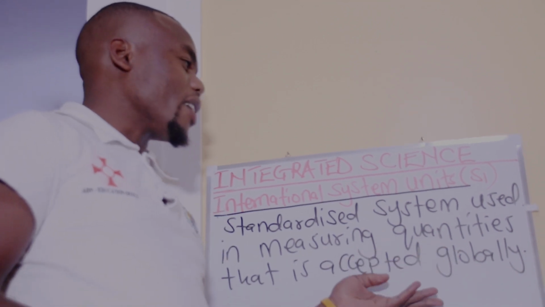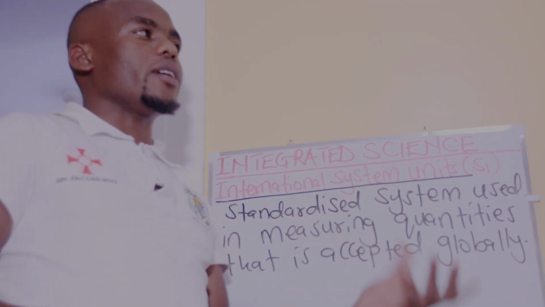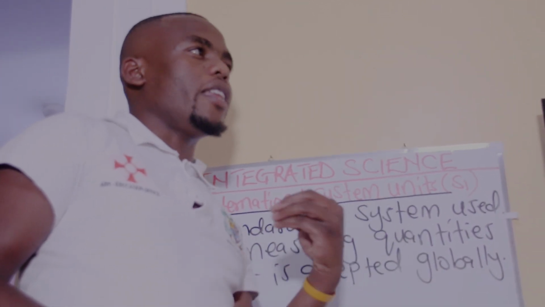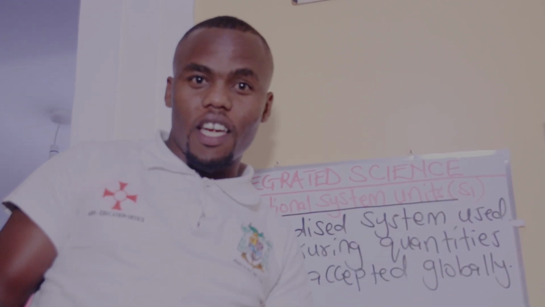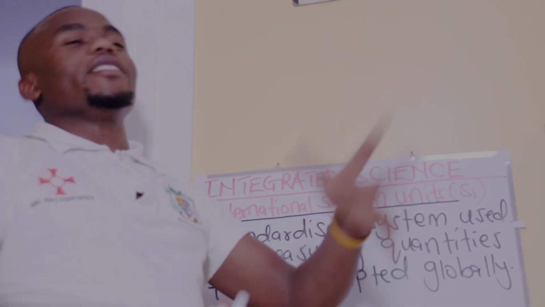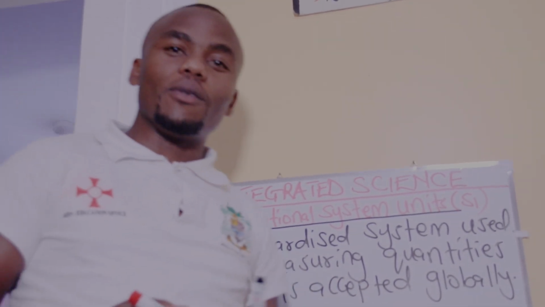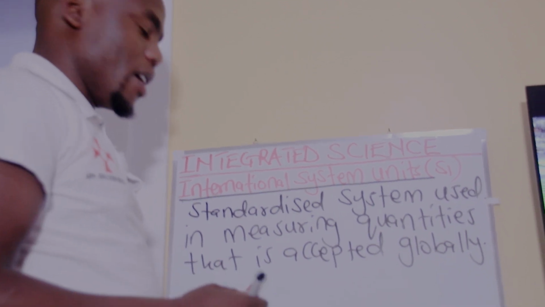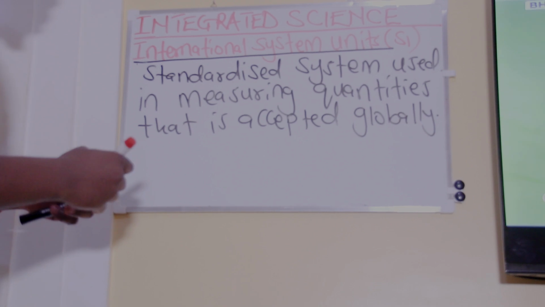If you go to South Africa, you find that a certain quantity, for example mass, is measured the same way we measure it here in Kenya or in Germany. It's accepted worldwide. Now, for today, we are going to look at the types and examples of quantities. We start with the first type of quantity, which is basic quantities.